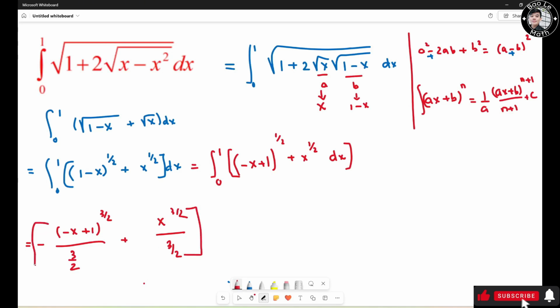Evaluated from 0 to 1, right? Now I can simplify this by substituting 1 into this expression. So I have the first one equals 0, right? The second one right here I have 1 over 3 half, which means 2 over 3, right? Then I substitute 0 into the first one, plus 2 thirds, and 0 substituted over here is 0, right? So the answer is 4 thirds.